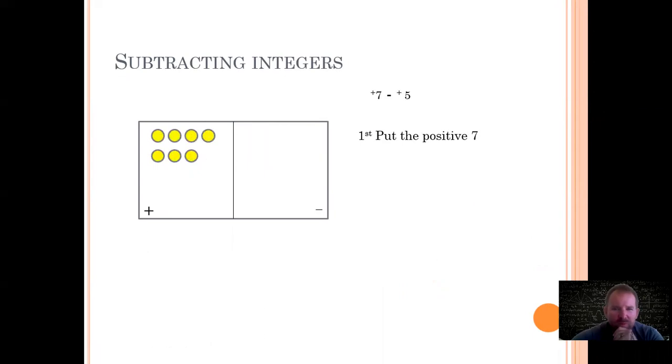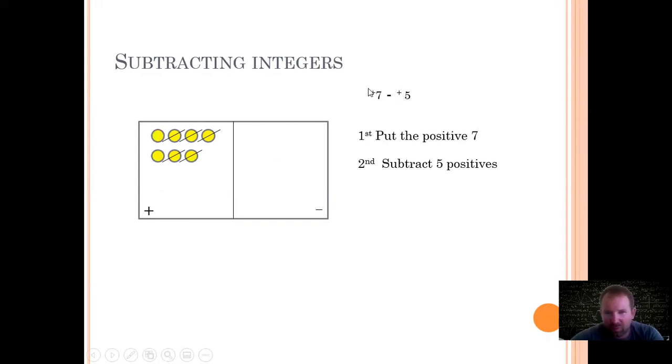All right, we'll do a few more of these. So if we have a positive 7 minus a positive 5, what's that going to look like? Is it going to be the same, or we're just going to have 2 positives? We're going to have to look at it. Let's see. So we put up our 7 positives, and then we're going to subtract 5 positives. If we're subtracting 5 positives, isn't that the same thing as taking away 5? Minus 5. It's just 7 minus 5.